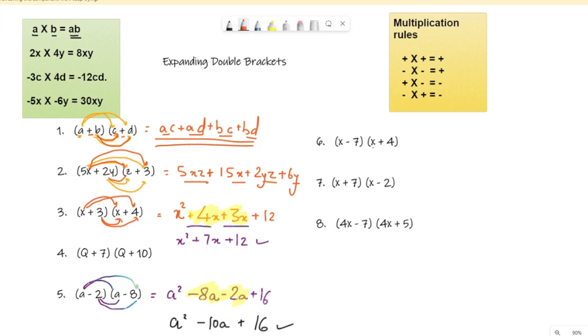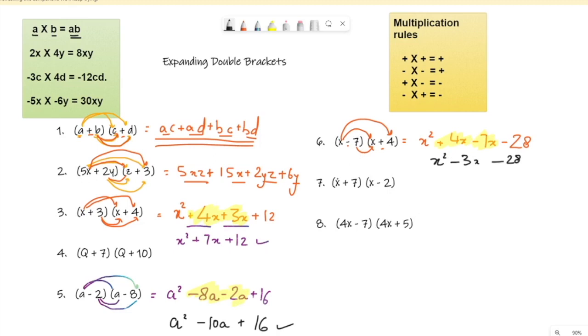X times x will give you x squared. X times 4 will give you 4x. It's a positive 4x because x is positive and 4 is positive. Negative 7 times x will give you negative 7x because 7 is negative, x is positive. And 7 times 4 is 28. Negative 7, positive 4, negative 28. So I think I got something to simplify in the middle. It's a positive 4x and a negative 7x. So plus 4 minus 7 will give us negative 3x, and everything else will remain same.